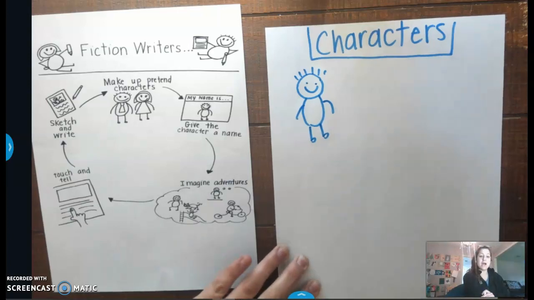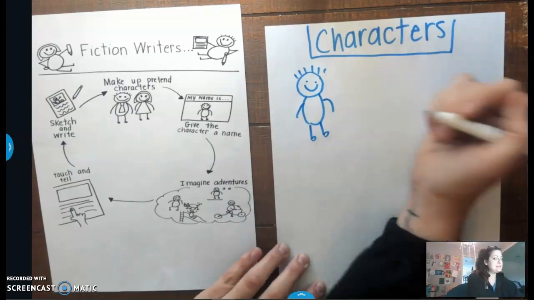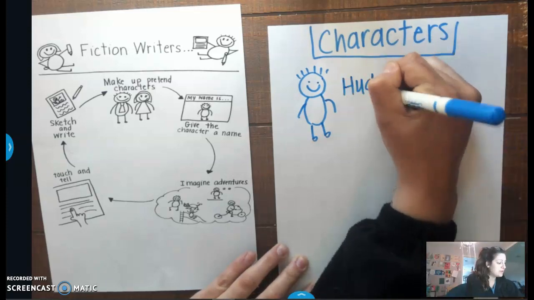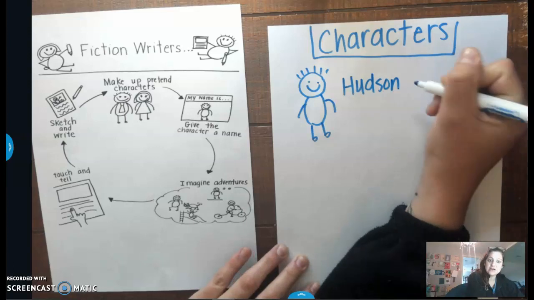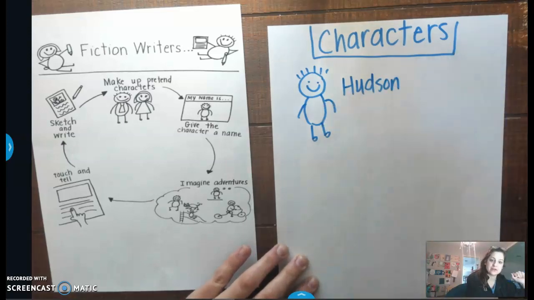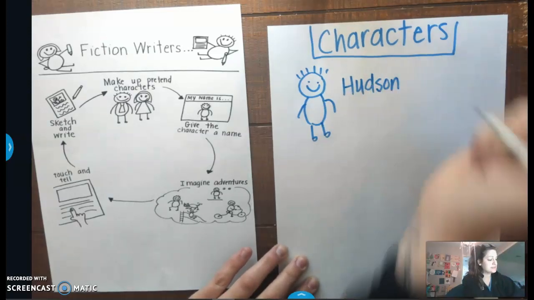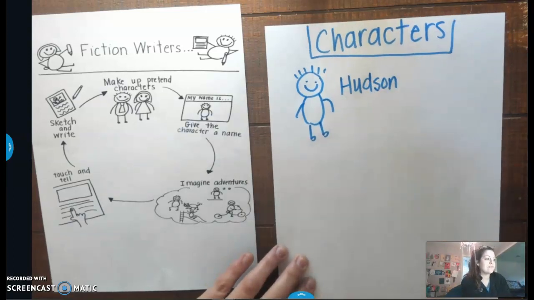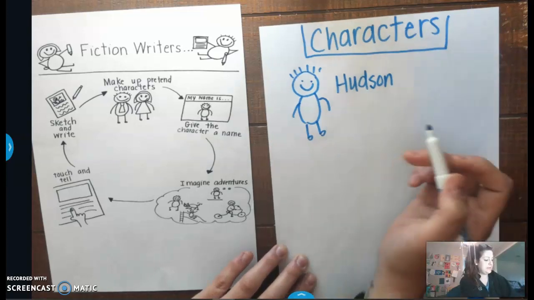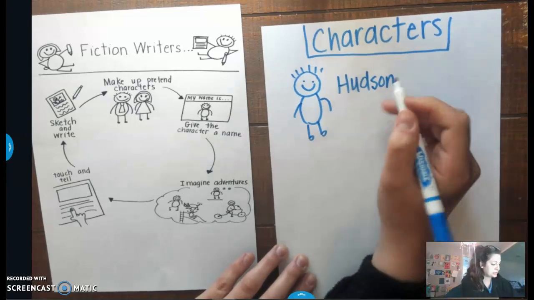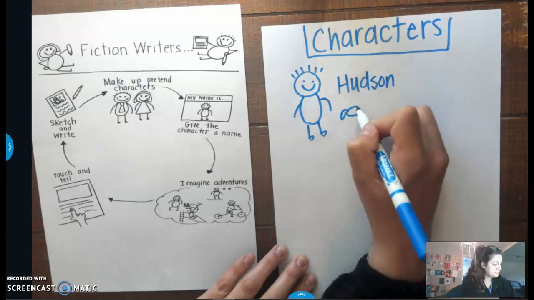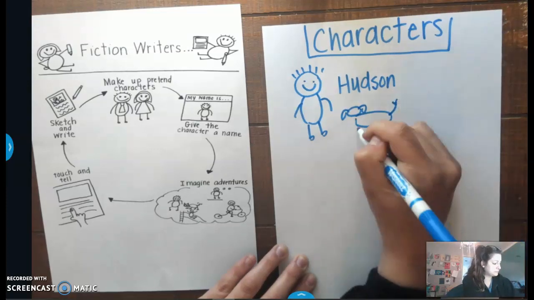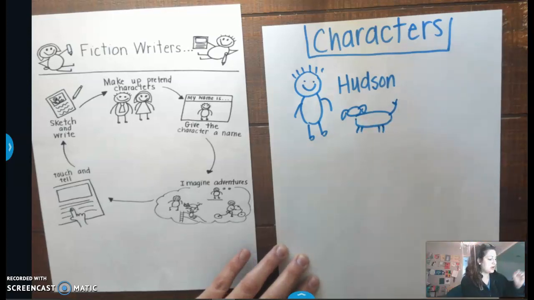I'm going to name him Hudson. And most of you will know Hudson is actually my dog. So I'm using my dog's name as my character. A lot of authors will do the same. Hudson likes to go on adventures with his dog. So let's see if I can draw a dog. Okay, so there's his dog.